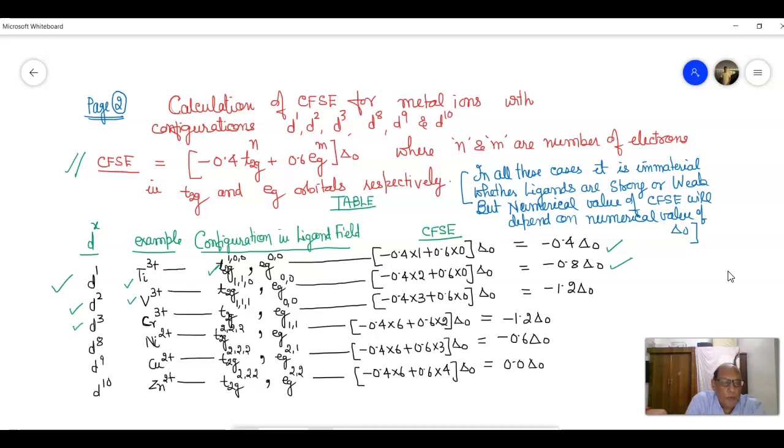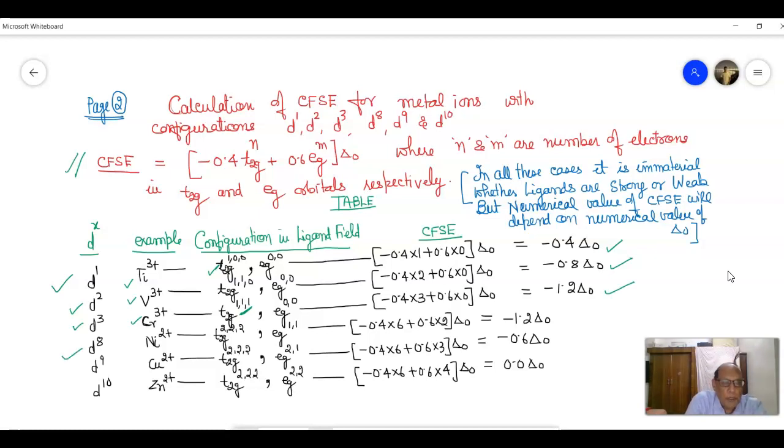For d3, chromic ion Cr plus 3, now there are 3 electrons in the d orbitals. These 3 electrons, whether ligands are strong or weak, will occupy the 3 t2g orbitals having this configuration t2g1,1,1 eg0,0, and therefore CFSE will be minus 1.2 times delta O.